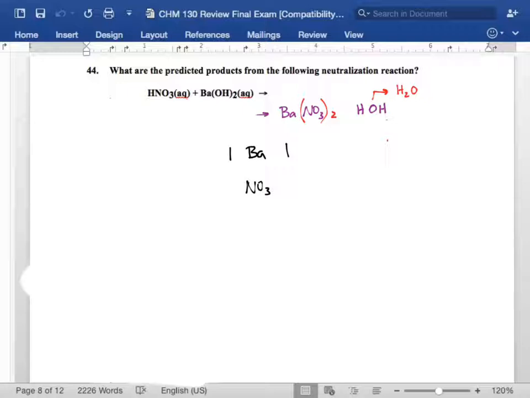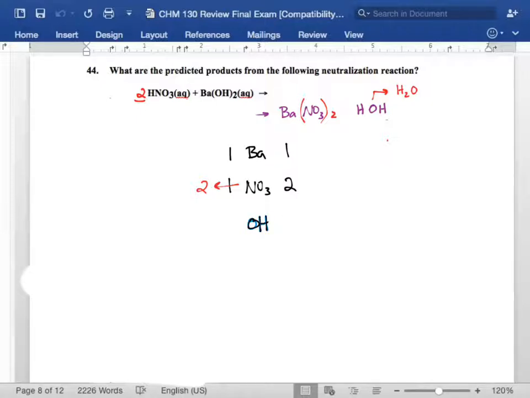How many nitrates on the left? 1. On the right, 2. It's not balanced, so what do I need to do? I need a 2. Because I'm now balancing the equation, I'm changing the coefficient, the number in front of each. That means our nitrate is now 2 on the left. The next one I would move to would be OH, our hydroxide. Totally meant to do that in black.